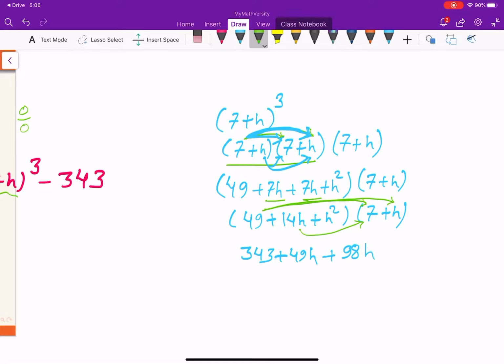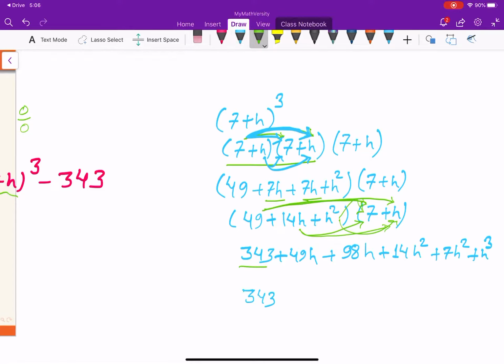And then 14h multiplied with h will be 14h square, right? Okay, so we still need to multiply by h square, so h square times 7 will be 7h square, have that. And then we need to multiply h square with h, which is h cube. So that's what we have. So this is actually, if we combine the like terms, we have 343 here, so write that down.